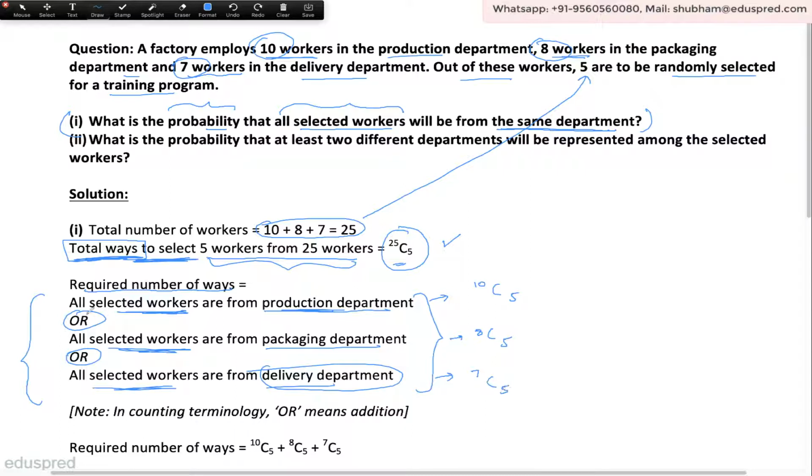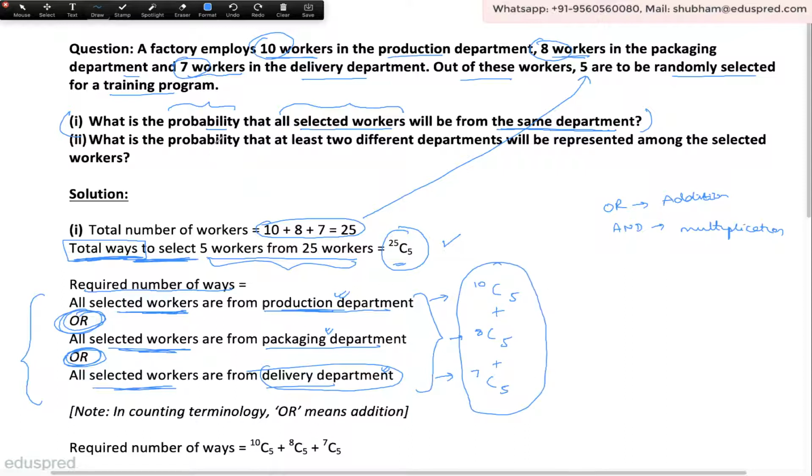And because it's written OR over here, and in counting terminology, OR means addition and AND means multiplication. So OR is addition and AND is multiplication. This is what we do in counting terminology. So over here, the way we have written everything, either this is going to happen, or this is going to happen, or this is going to happen. So we have to add these. The required number of ways are 10C5 plus 8C5 plus 7C5.